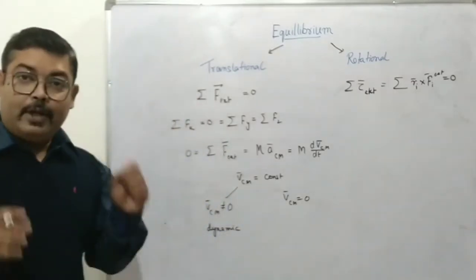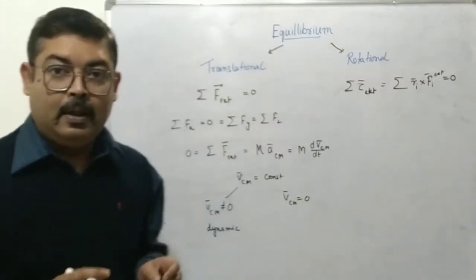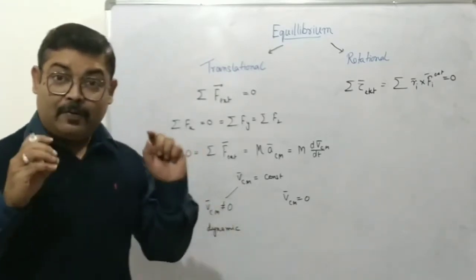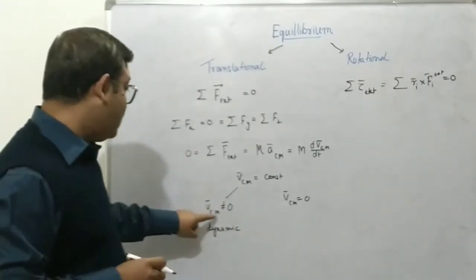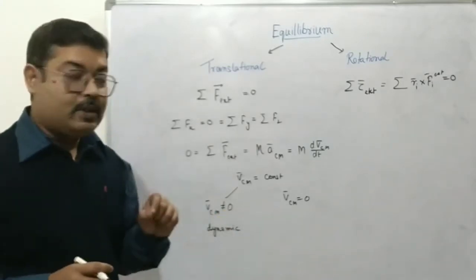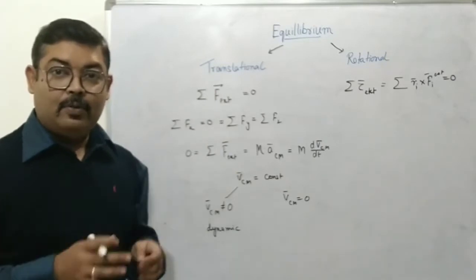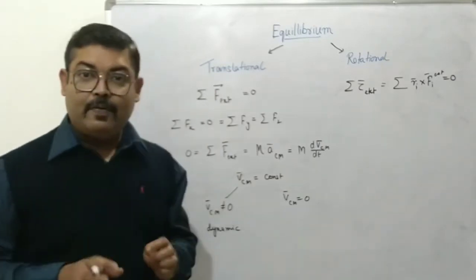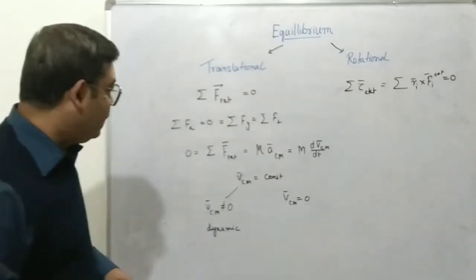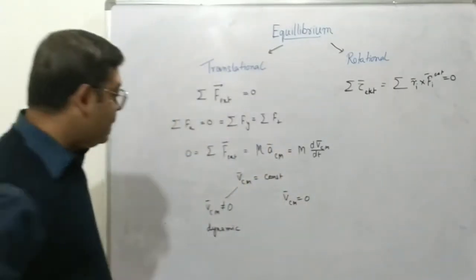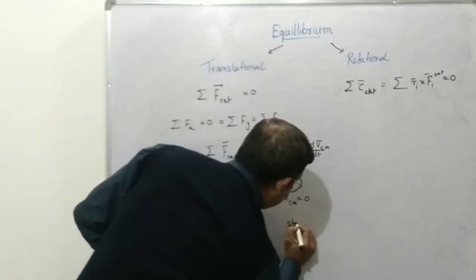That is to say, the body is moving. It will have kinetic energy and all, but the body's velocity is not going to change. It will remain constant or remain the same. So, even if the body is moving, it is said to be in translational equilibrium because it's not accelerating at all in any way. And VCM equal to 0 means it is static equilibrium.